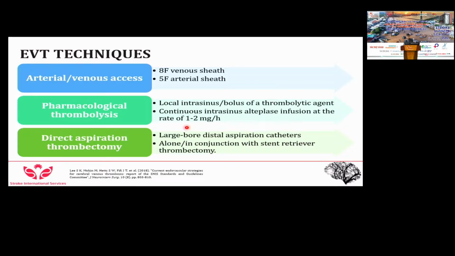For the arterial and venous access, in most cases we use 1 sheath in the artery and 1 sheath in the vein. On the venous side we use the 8F, and on the arterial side we use the 5F. The 5F arterial sheath is typically sufficient for diagnostic cerebral angiography, and the 8F venous sheath is for the intervention. For pharmacological thrombolysis, we can use a local intrasinus bolus of the thrombolytic agent. For direct aspiration thrombectomy, we use a large bore distal aspiration catheter like Sophia, Titan, or Jet 7, and we can use it alone or in conjunction with stent retriever thrombectomy, as in the next case we will present.